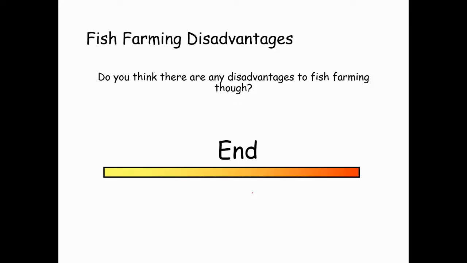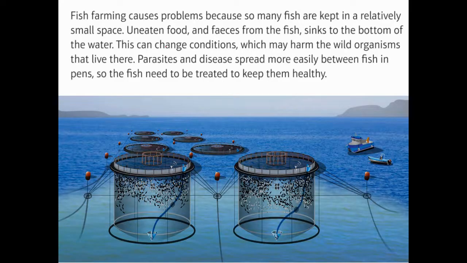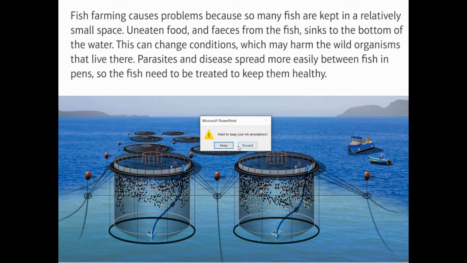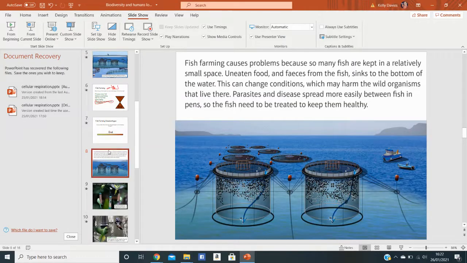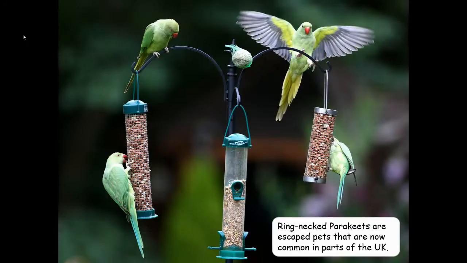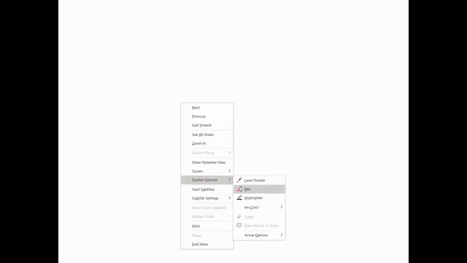Right, boys and girls, I'm going to do a standard slide because I love a drawing, which you might have realised. Okay, so bear with me. Just to show you on the previous slide, they're pens. I think I've shown you it before. Now, what are some disadvantages to fish farming? There's two main ones.